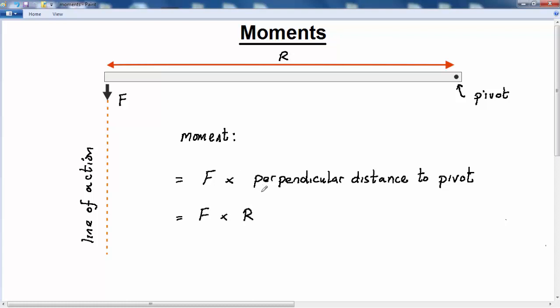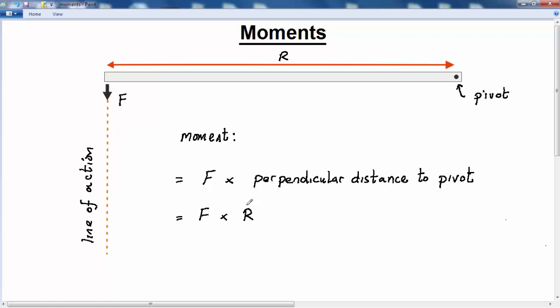Now, I'm going to be talking a lot about moments in the following lessons, so saying perpendicular distance to the pivot is a bit of a mouthful, so we'll tend to miss out the word perpendicular and just refer to it as the distance to the pivot. And in pretty much all of the situations we look at, calculating or measuring this perpendicular distance is fairly straightforward, because our force is nearly always acting at right angles to the beam, but not always.